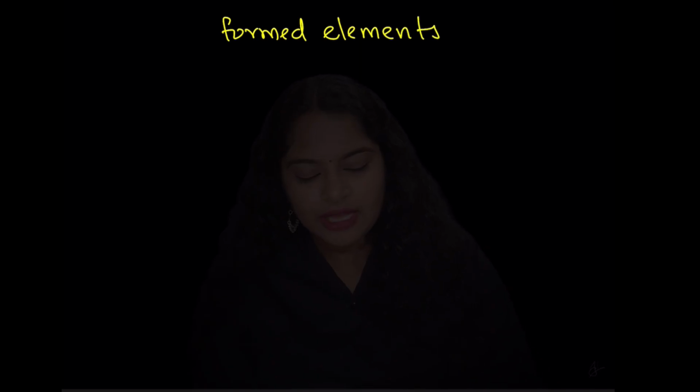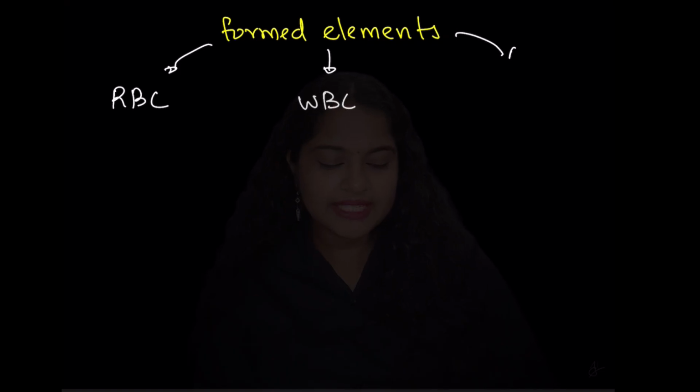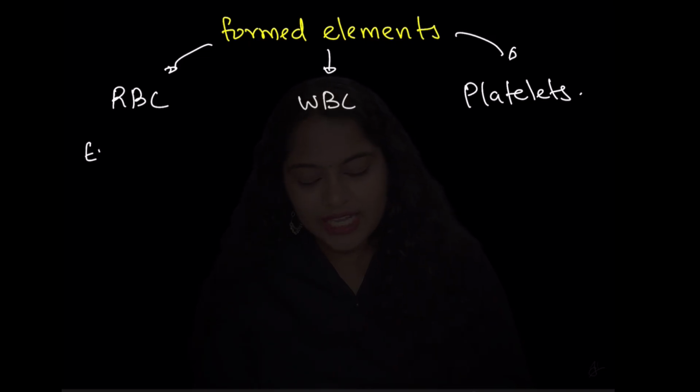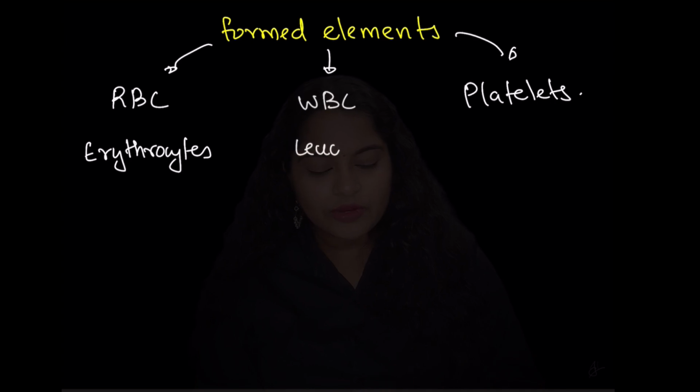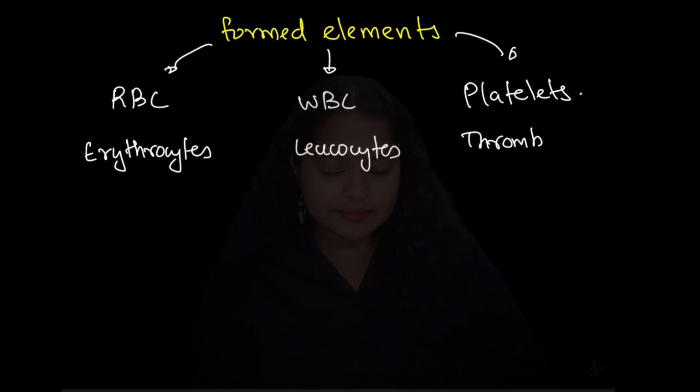Now let us see what the formed elements are. So formed elements include RBC, WBC and platelets. RBCs are also called the erythrocytes. WBCs are also called leukocytes. And platelets are also called the thrombocytes. So RBCs, the red blood cells, are also called erythrocytes. WBCs, the white blood cells, are also called leukocytes, and platelets, the thrombocytes.